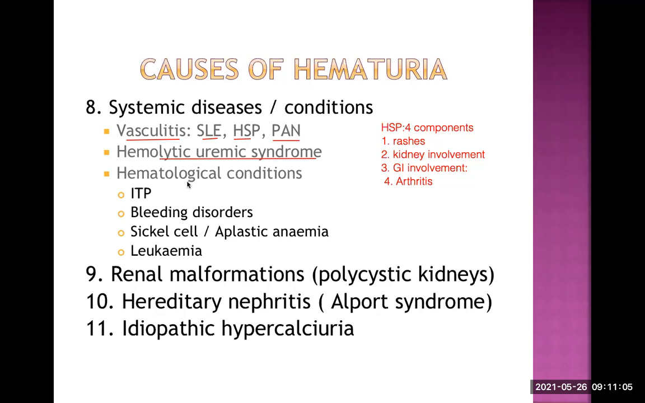Now, let's move on. Some other hematological conditions can also result in hematuria, like ITP, idiopathic thrombocytopenic purpura, or immune thrombocytopenic purpura, whatever you want to say. This is a disorder of the platelet where platelet count is very low. And of course, when platelet count is low, there can be bleeding from any site of our body, so it can occur even in the urinary tract.